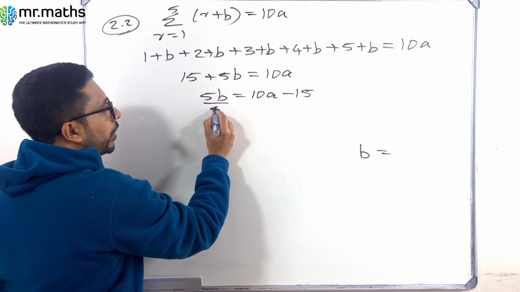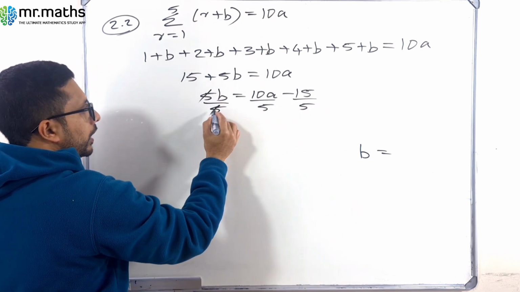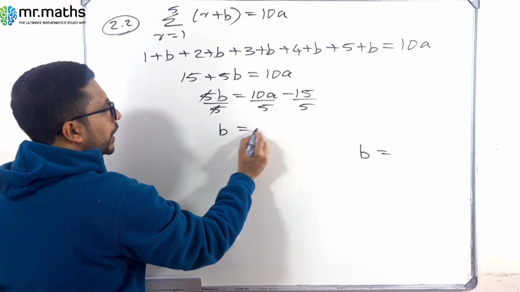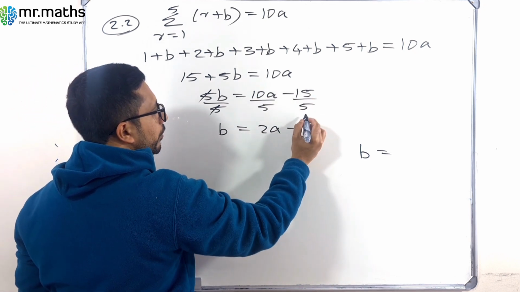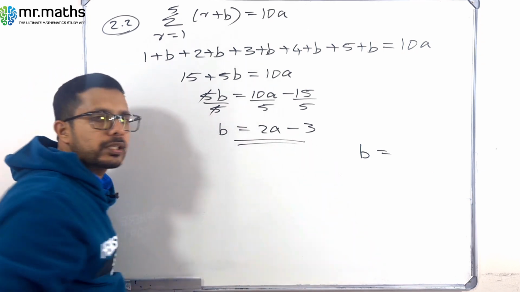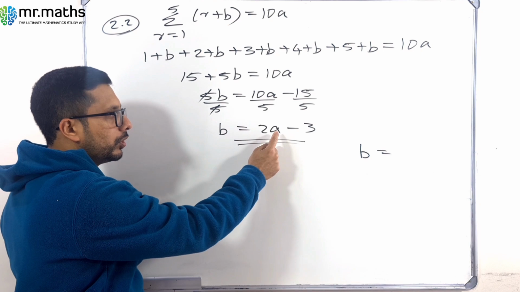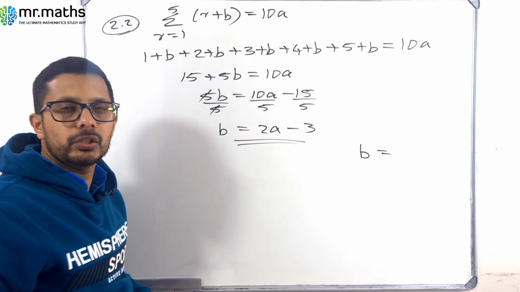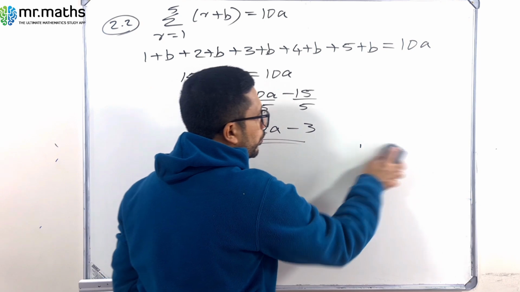Divide throughout by 5. So 5 cancels, remaining is b. 10 divided by 5 is 2a. 15 divided by 5 is 3. So b equals 2a minus 3. Now you can see that we got an answer for b in terms of a. That means in your answer there is a. Okay. So that is question number 2.2.